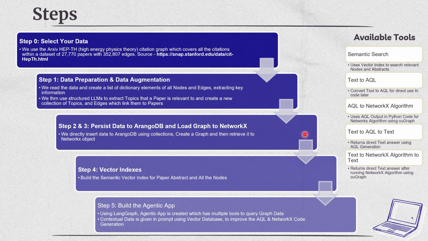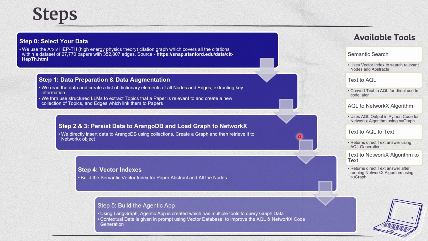So how did we do that? Number one, we selected our data. We did data preparation and augmentation using structured LLMs. We persisted the data to ArangoDB directly using collections and the available Python libraries, and then we loaded the graph into a NetworkX object graph. We then proceeded to create a vector index. So we built a semantic vector index for the paper abstract and all the nodes. This enables providing good context to our tools, improving the accuracy. We can use the upcoming vector index of ArangoDB itself, or we can use an external vector index.